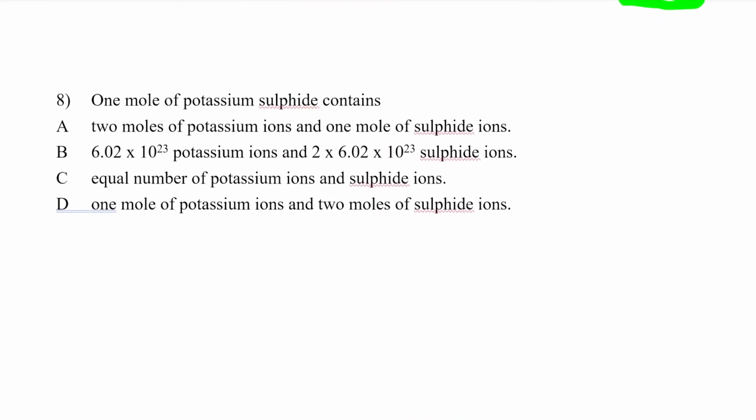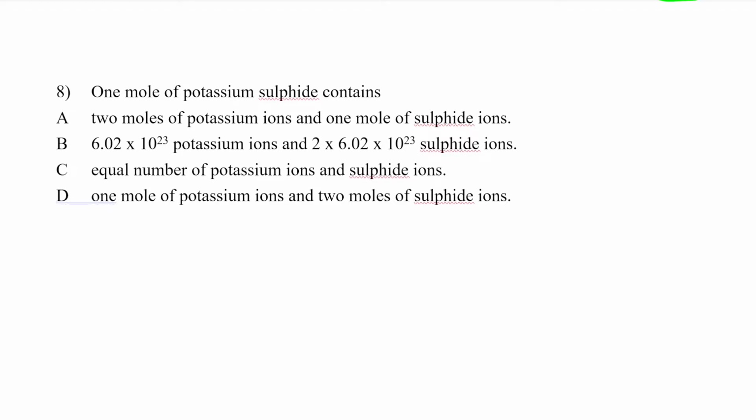So this one, question 8: 1 mole of potassium sulfide contains, and you're given a bunch of options. Potassium sulfide, again, the three-step process. Think about the chemical formula and figure out how many ions are there in potassium sulfide. So potassium is group 1, K plus. Sulfide, on the other hand, is group 6. Yes, group 6. So S2 minus. K plus and S2 minus here.